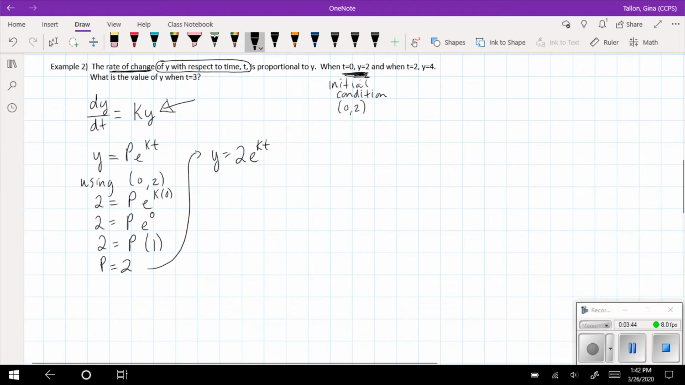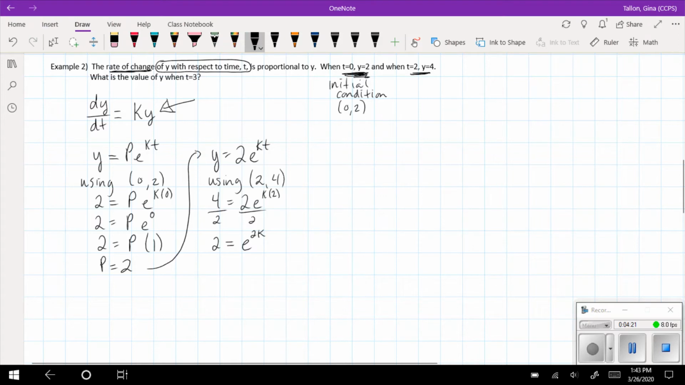All right, that being said, now I need to use my next condition. I need to use this fact here that t equals 2, y equals 4. So now I'm going to say using t equals 2, y equals 4. So my t is like my x. And I'm going to put this in here. This is 4 equals 2e^(k times 2). I will divide both sides by 2 to eliminate that leading coefficient. And I'll get 2 equals e^(2k). I think everything is looking right so far.